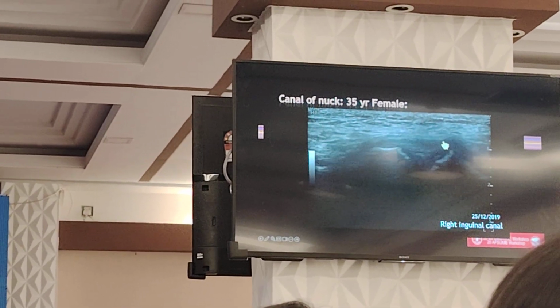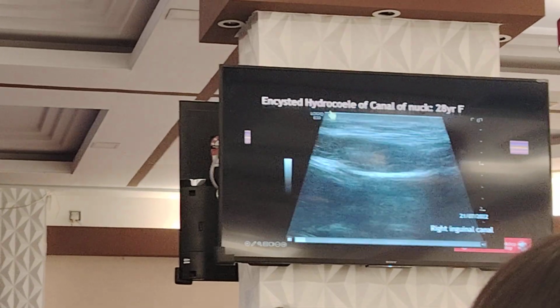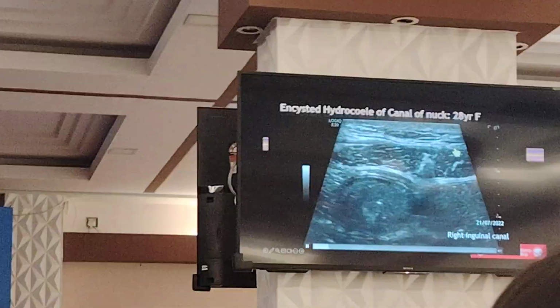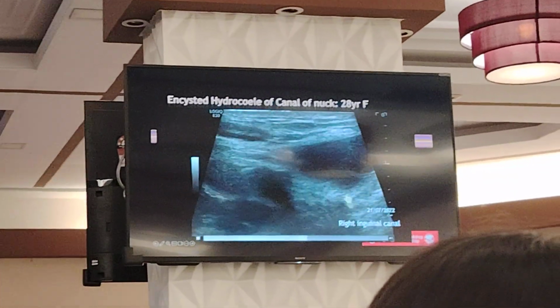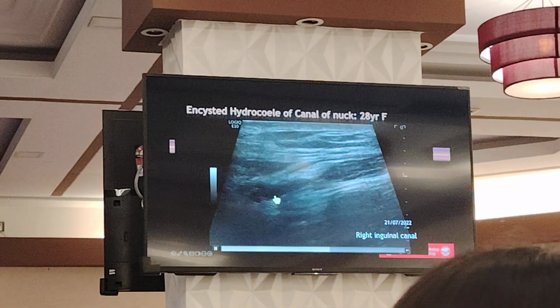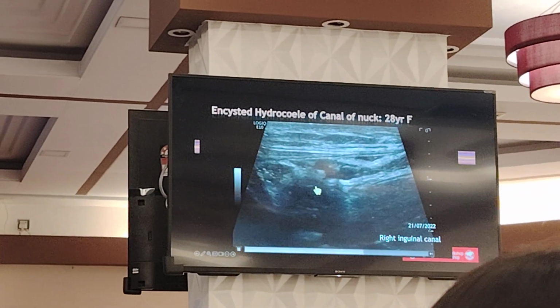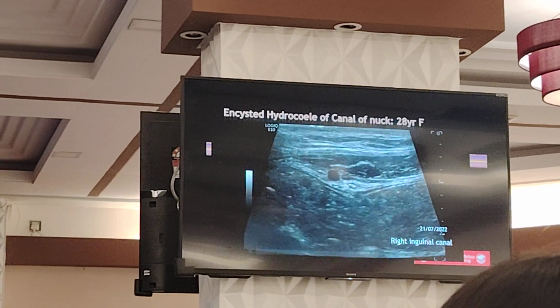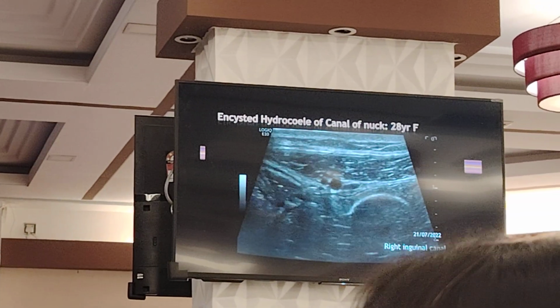I will bypass now. This was an encysted hydrocele of the canal of Nuck in a 28-year-old female. Here is the encysted hydrocele. Encysted because it was blocked. The processus vaginalis was closed below and above.